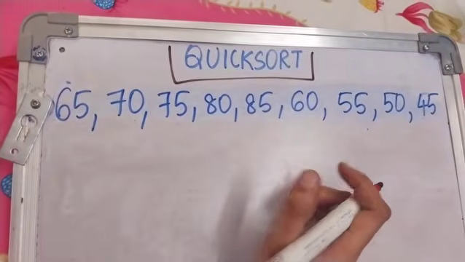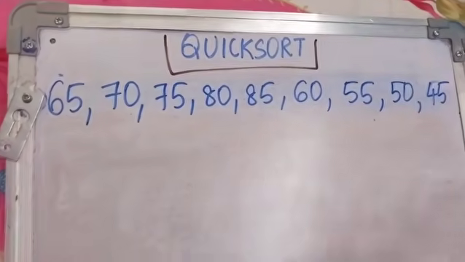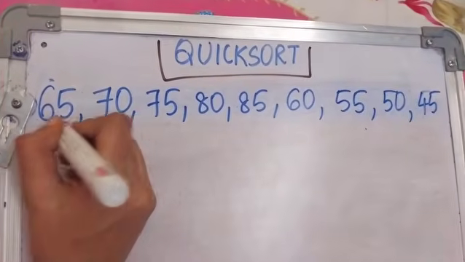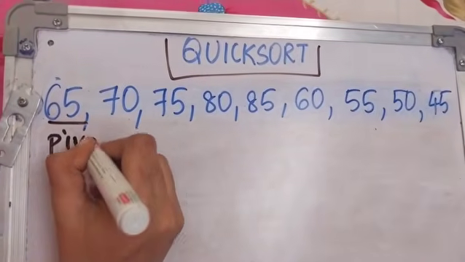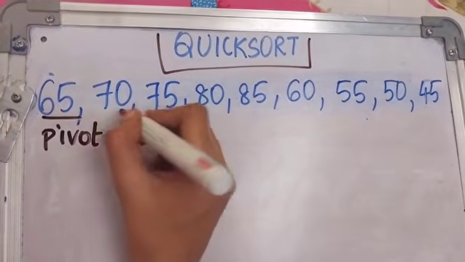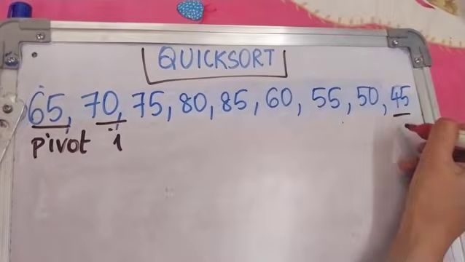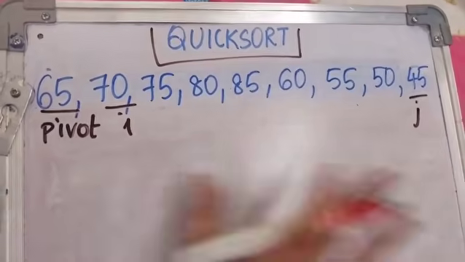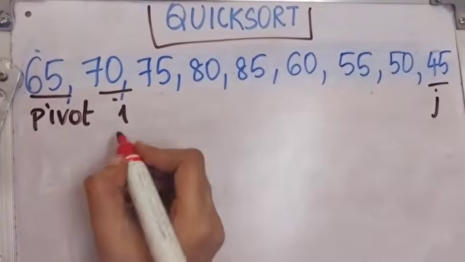Let us understand how Quicksort works in the most simple way. So remember, first element is your pivot element, next element is I, and last element is your J. Okay? Now remember three rules.